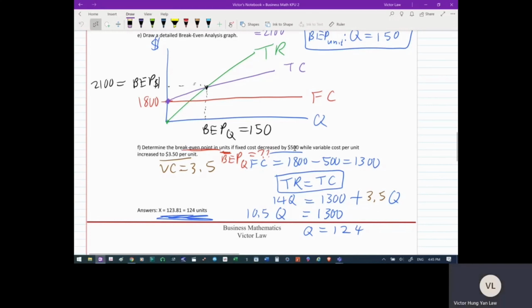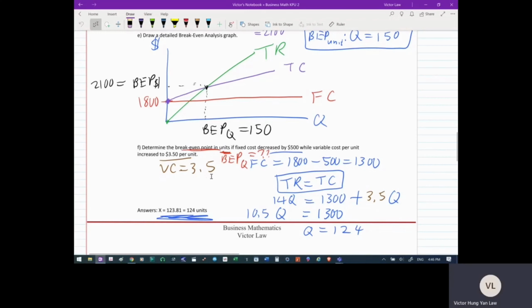And what we have found is that the fixed cost decreased by $500. So fixed cost was $1,800 before. Now it decreased by $500. So now your fixed cost is $1,300. That is your new fixed cost. And we also found that the variable cost per unit increased to $3.50 per unit. So your new variable cost per unit is $3.50. So those are the two changes that we have. Fixed cost changed to 1,300, and variable cost is now 3.5.